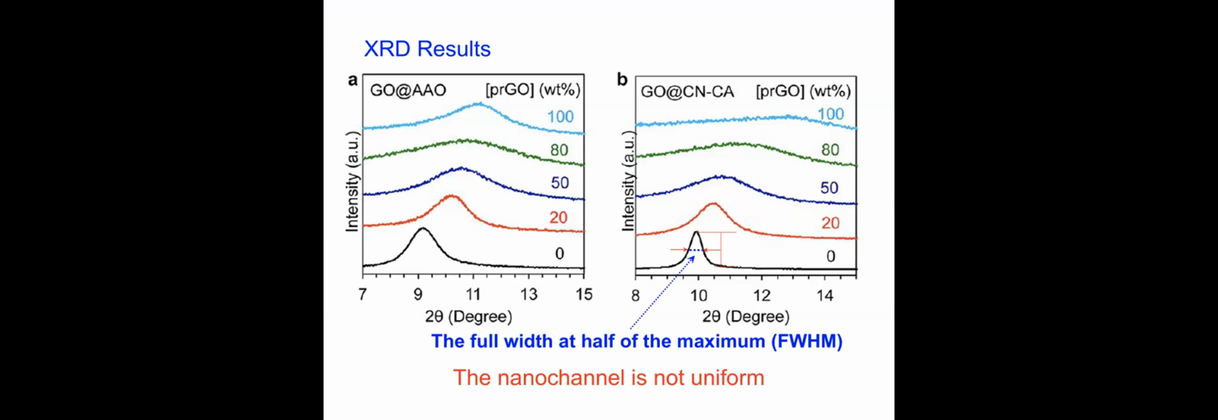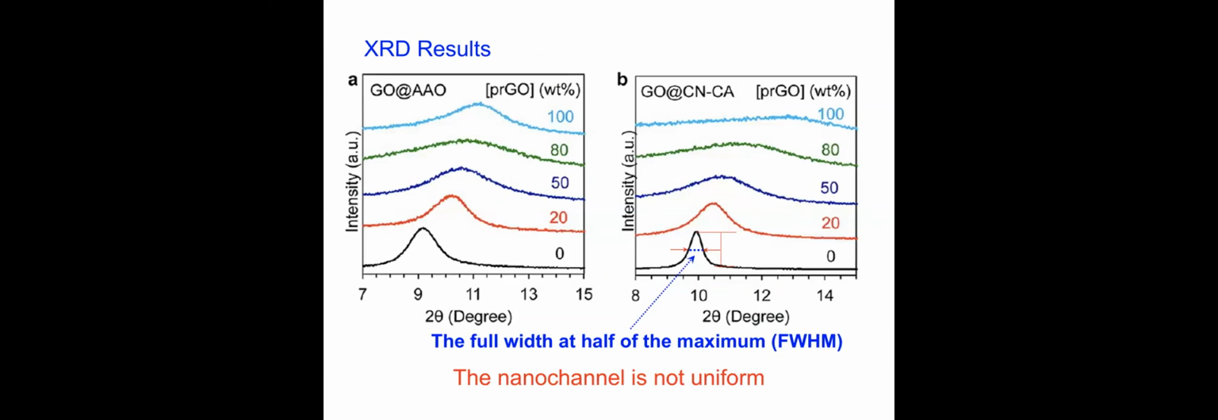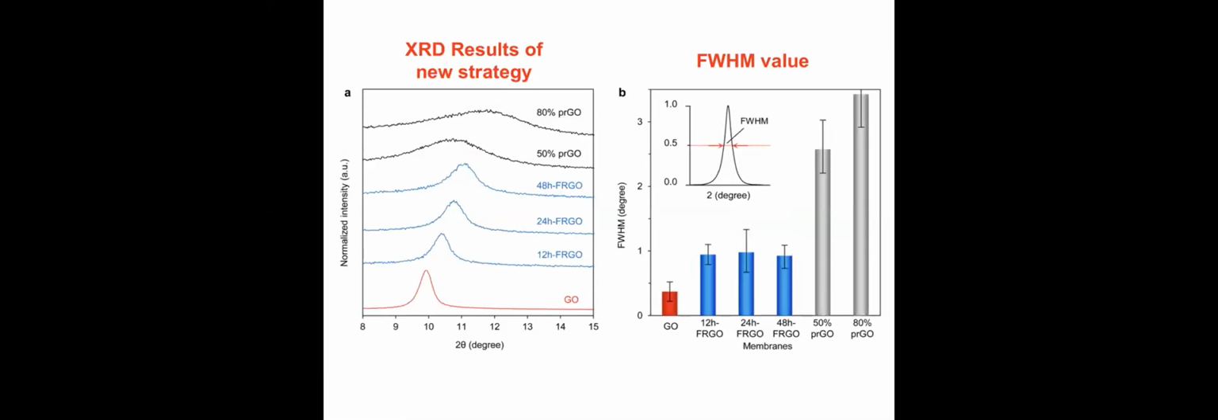The second is the result shows that when we reduce the oxide groups at a high temperature, the nanochannel is not uniform. So in this work, we just reduce the oxide groups of the geomembranes at room temperature, so it forms uniform nanochannels. So we use the full width at half maximum of the XRD result to show the uniform property of the membrane.